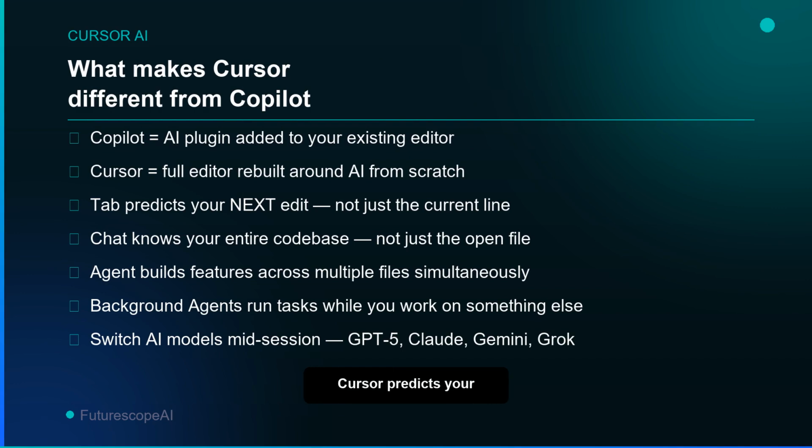Tab completion in Cursor predicts your next edit, not just the current line. Chat understands your entire codebase, not just the open file. Agent builds features across multiple files at once. Background agents run tasks in parallel while you work on something else. And you can switch between GPT-5, Claude Sonnet, Gemini, and Grok mid-session.